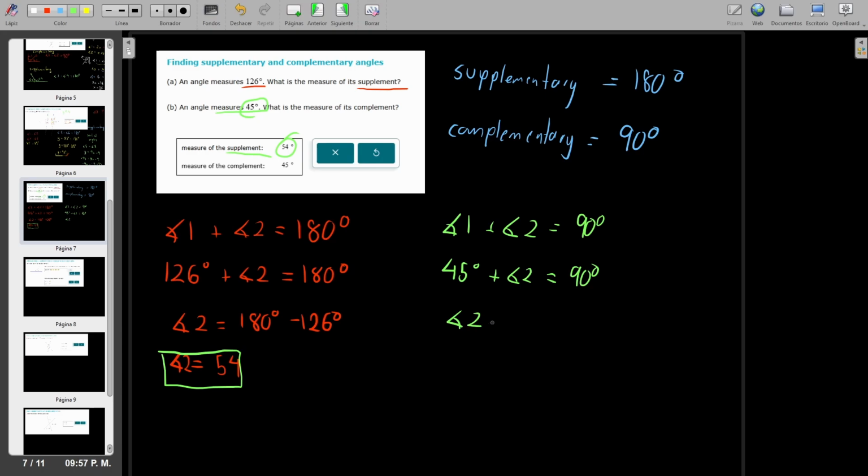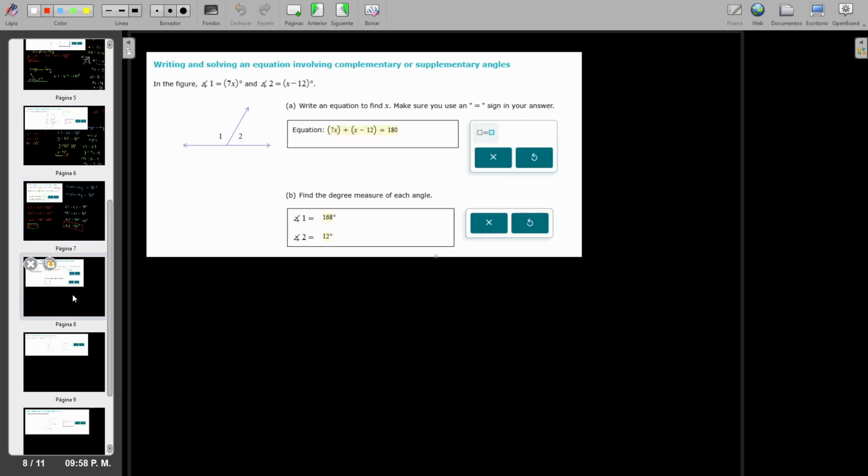This is going to be angle number 2 equals 90 degrees minus 45 degrees. So angle 2 equals 45 degrees. So this is going to be the answer. Okay, easy, right? Now to the next one.